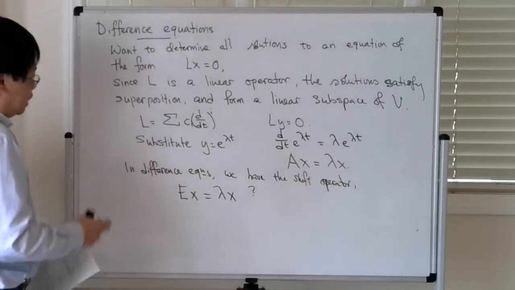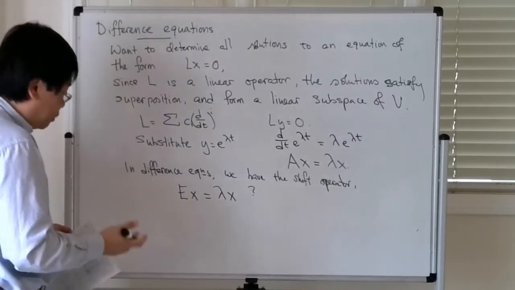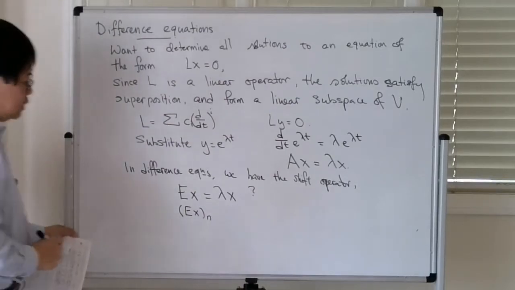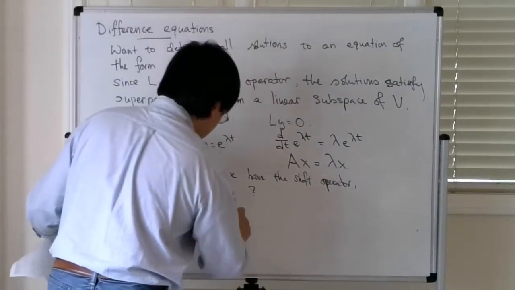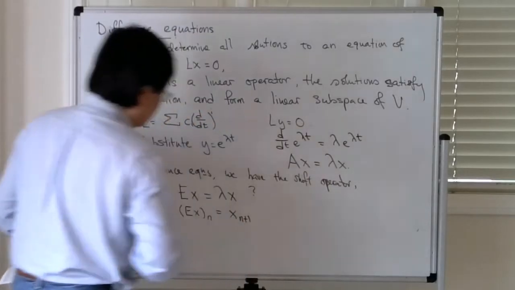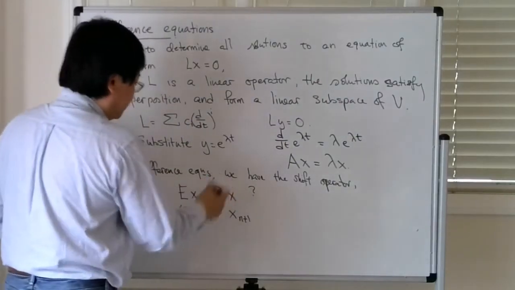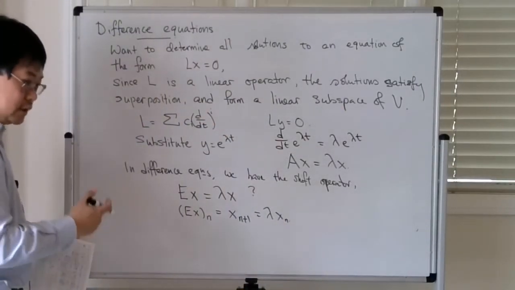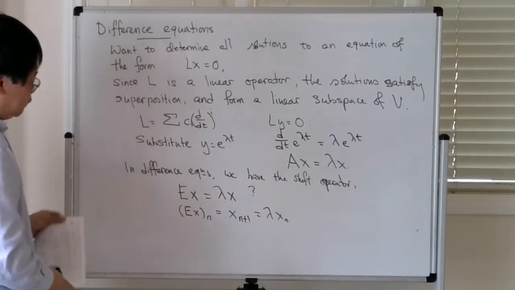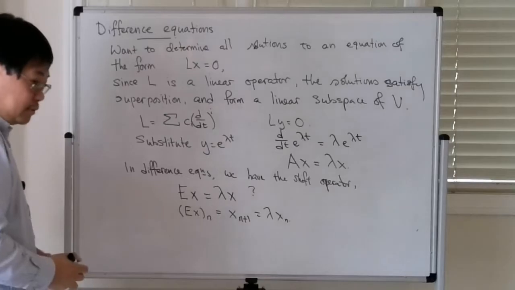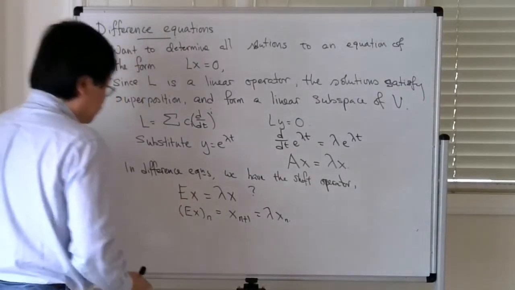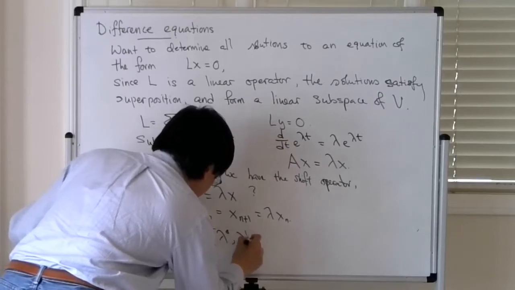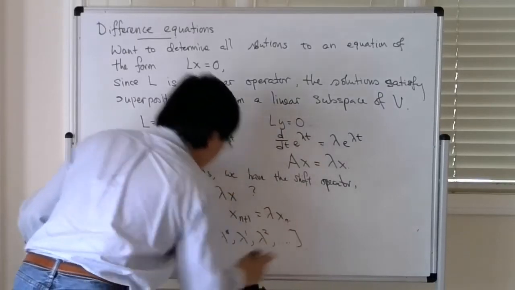You can write this in terms of components as before. If you look at E of x and the nth component of that, you know that it is equal, by definition, to x, the n plus first component of x, but it's also equal to lambda xn. So now you have a recurrence relationship which tells you what the sequence of x has to satisfy. One possible choice of an eigenvector associated with this problem is v, which looks like the following: lambda to the 0, lambda 1, lambda 2, and so on.